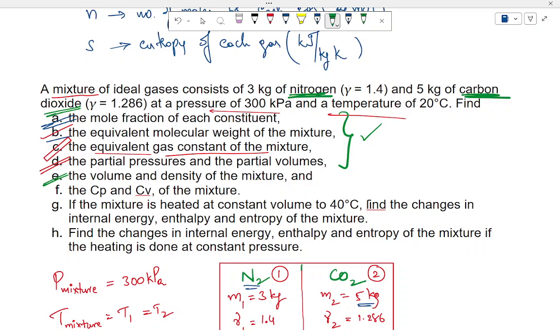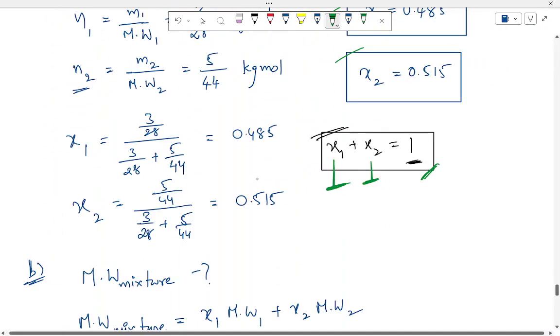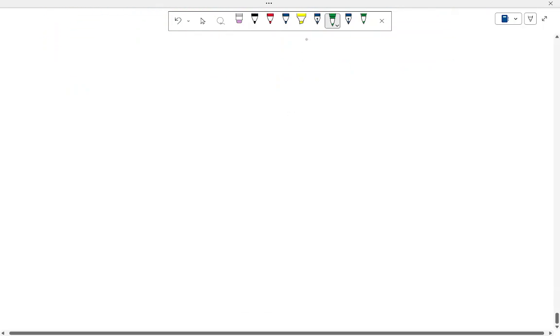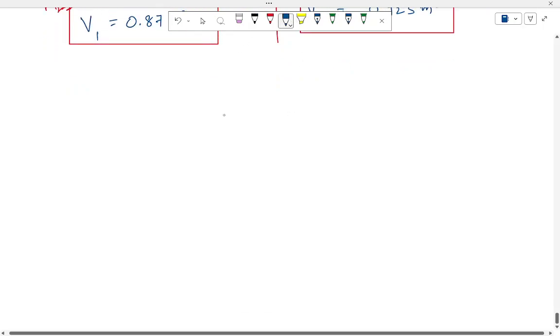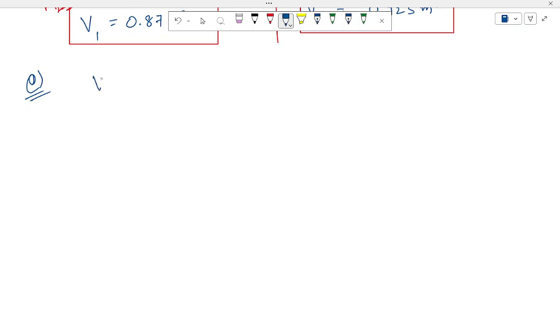So the volume and the density of the mixture he is asking us. If you look at the volume, it is again simple. This is the question E. The question E is asking the volume of the mixture. It is also asking you to find out the density of the mixture. So V of mixture is simple. It is nothing but V1 plus V2. You can do it directly.